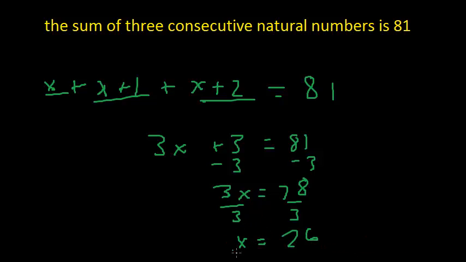So what this means is that first natural number is 26, and the 2 after it are the ones consecutive to it, 27 and 28. So my 3 consecutive natural numbers are 26, 27, and 28. If I add those up, I get 81.